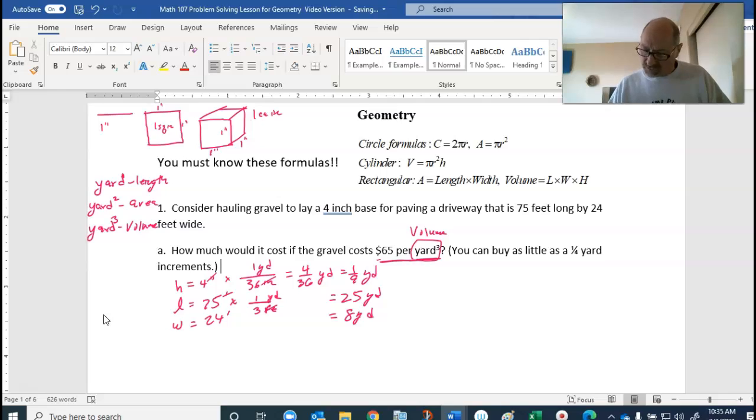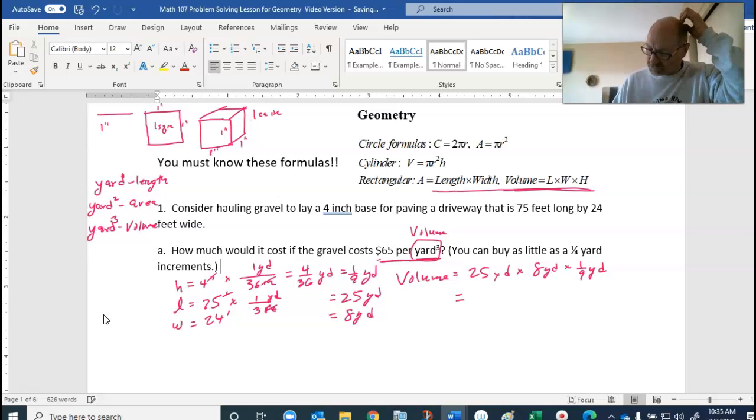If you don't know these formulas, again, I say write them down. This is a volume measurement. We're trying to calculate volume. So the volume here is going to be the length, 25 yards, times the width, 8 yards, times the depth, 1/9 of a yard. 25 times 8 is 200, and 200 times 1/9 is 200 over 9. Since it's yards by yards by yards, that's going to be cubic yards.